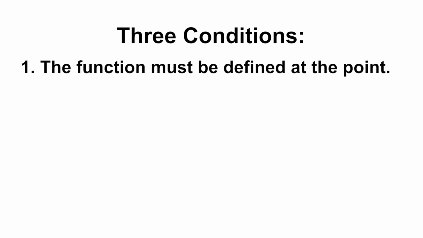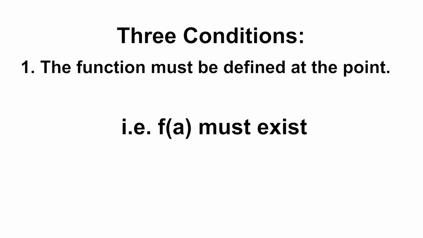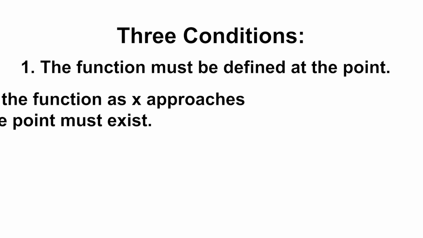To determine if a function is continuous at a specific point, we need to check three conditions. Condition 1. The function must be defined at the point. In other words, there should be no holes or missing values in the function's domain. If there is any point where the function is undefined, such as dividing by 0 or taking the square root of a negative number, then the function is not continuous at that point.